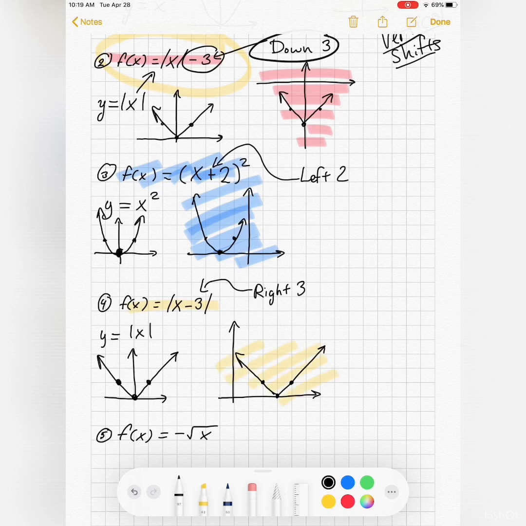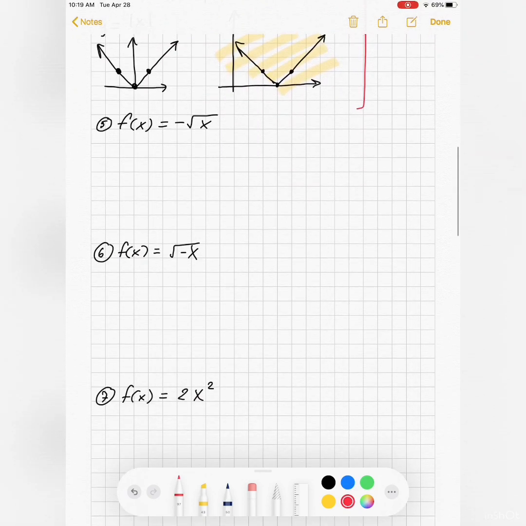Okay, so again, then these guys were the horizontal shifts affecting x, so left and right. And those are opposite of how they look. Okay, so those are shifts. So what else is there?